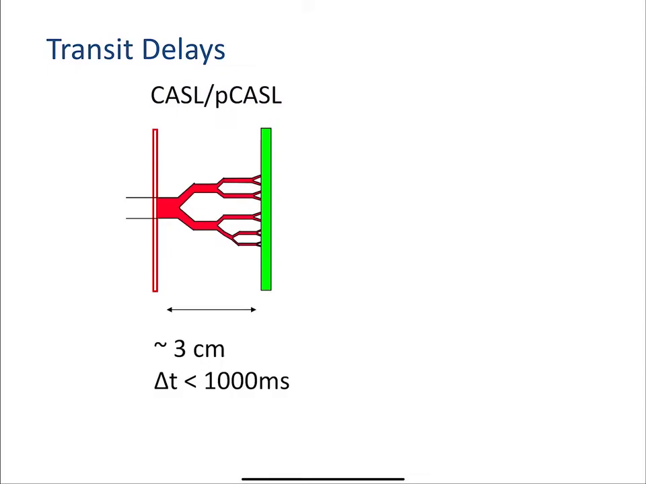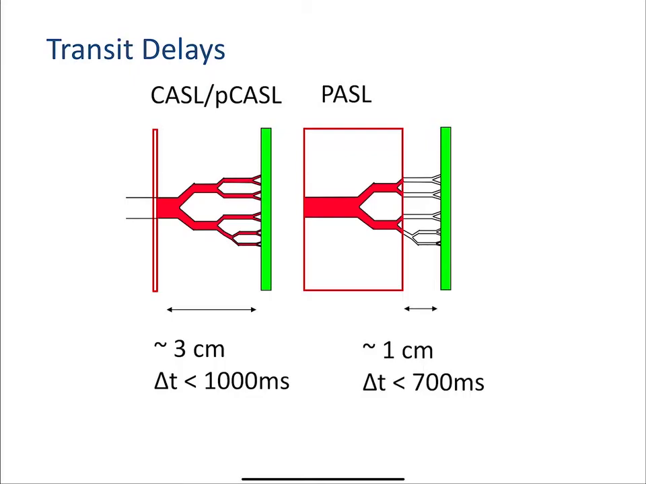So here's the basic idea, as we talked about for CASL or pCASL or PASL: because we don't want to have too much interaction between the tagging and the imaging plane, there's got to be some distance between the tagging and the imaging. Otherwise, things just don't work. Okay? And the problem is now it takes time for blood to flow that distance. And that's what's known as the transit delay. And what's more, it takes more time for blood to flow from here up to the top of the brain than it does to the bottom of the brain. So even across slices, you're going to have issues of these transit delays.